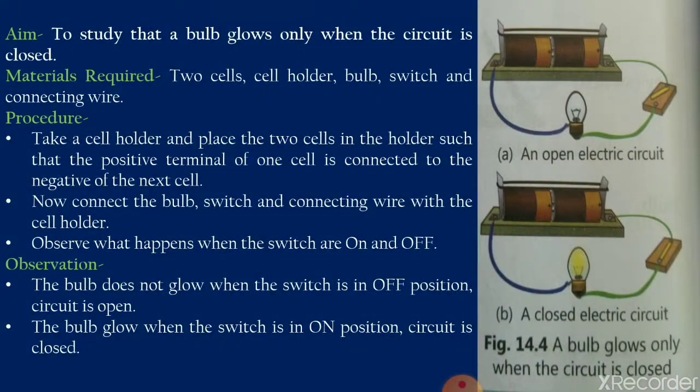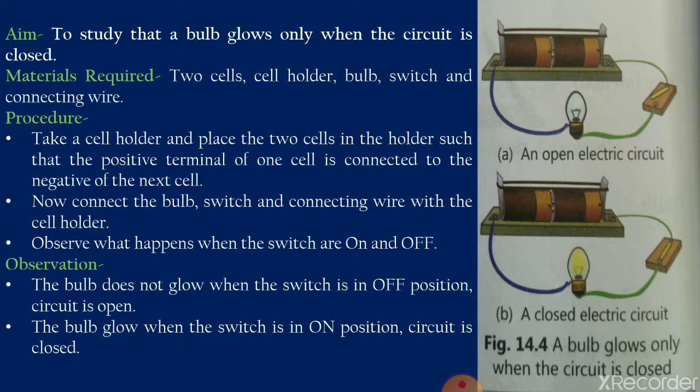Now one activity is there to study that the bulb glows when the circuit is closed. For this we need some materials, that is two cells, a cell holder, a bulb, a switch and connecting wires. So what is the procedure?